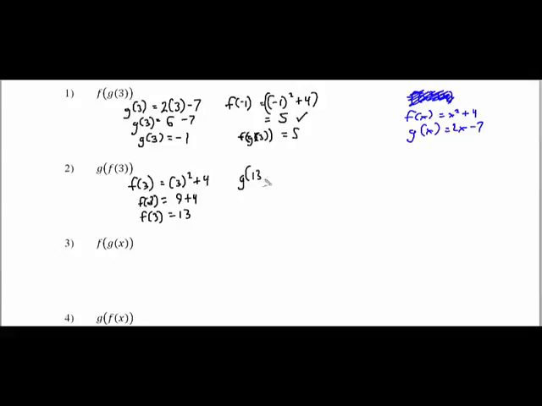So g of 13 is going to be equal to 2 times 13 minus 7. And that's 26 minus 7. And 26 minus 7 is 19. So g of 13, or now my final answer of g of f of 13, or sorry, 3. That's going to be equal to 19. So g of f of 3, that looks terrible. But g of f of 3 is 19. I'm going to rewrite it. I just can't leave it that way. g of f of 3 is equal to 19.